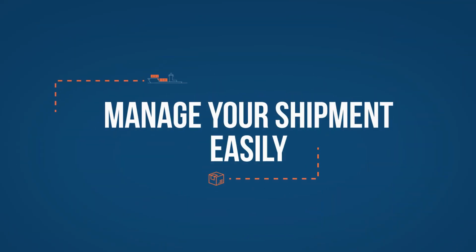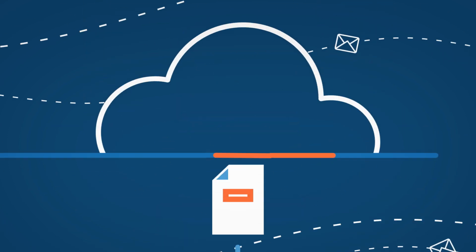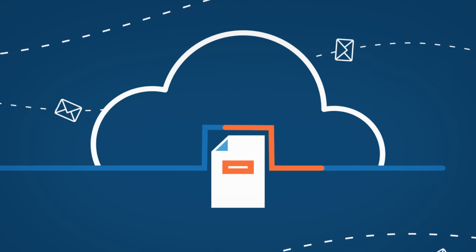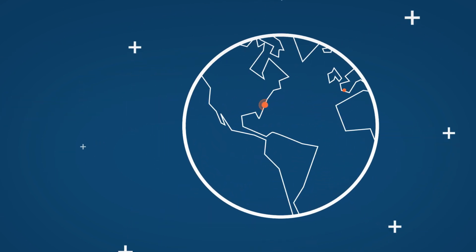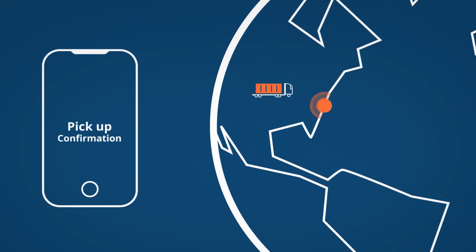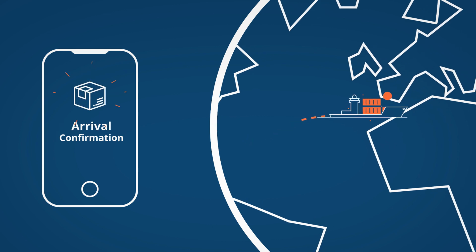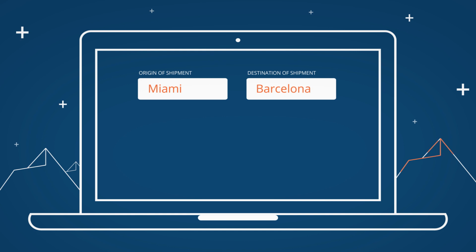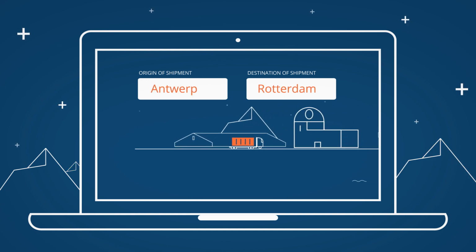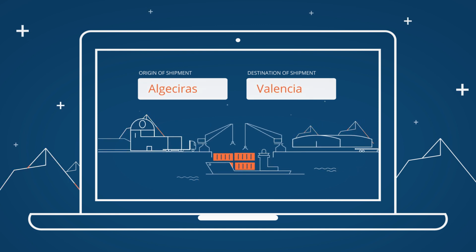Manage your shipment easily. From tricky customs processes to complicated paperwork, just upload the documents. We'll handle the rest. Track and control your shipment. Our automated notification system notifies you of every shipment status change, or simply log in and track your shipment status whenever you want. IContainers, a fine mix of freight forwarding and technology since 2007, guaranteeing the smoothest shipping experience ever.